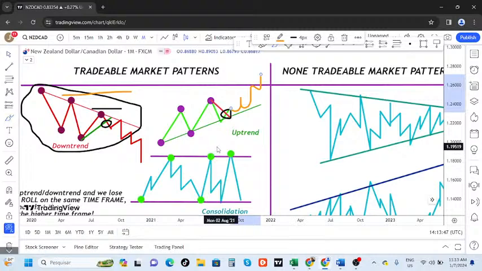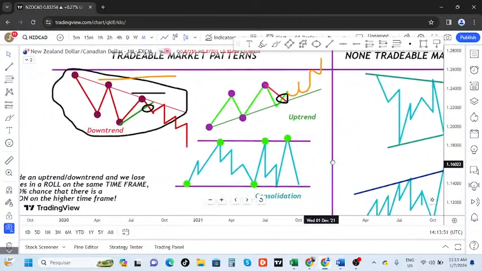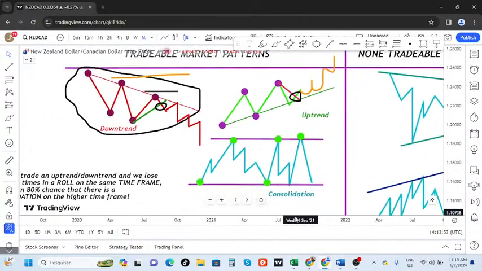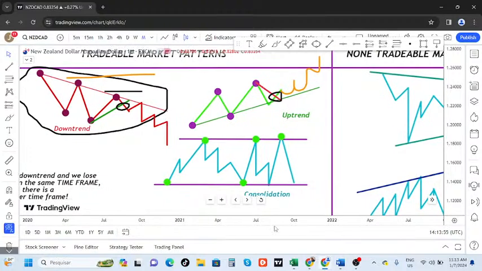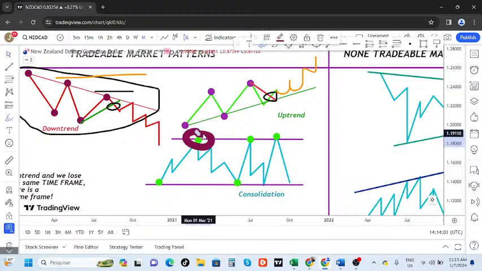Alright guys, so let us take this information. It is very vital right now. We want to take this information to add. Now when it comes to consolidation, how do we trade consolidation? It's simple.